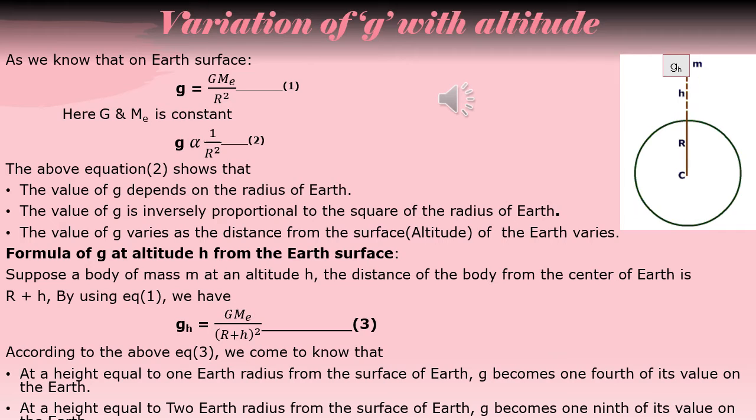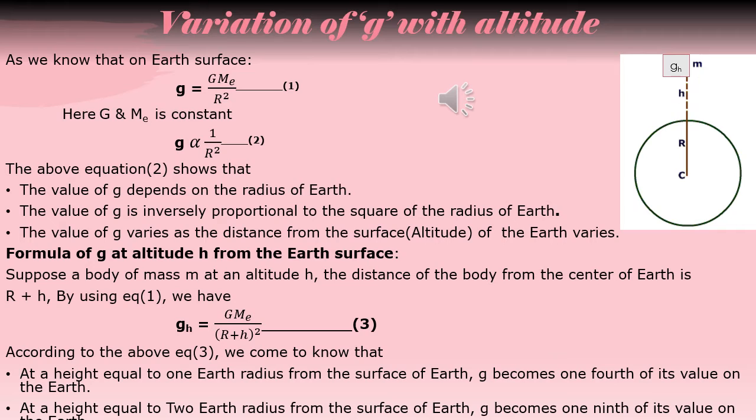Formula of g at altitude h from the Earth's surface. Suppose a body of mass m at an altitude h. The distance of the body from the center of Earth is r plus h. By using equation 1, we have gh equals GM divided by (r plus h) whole square.